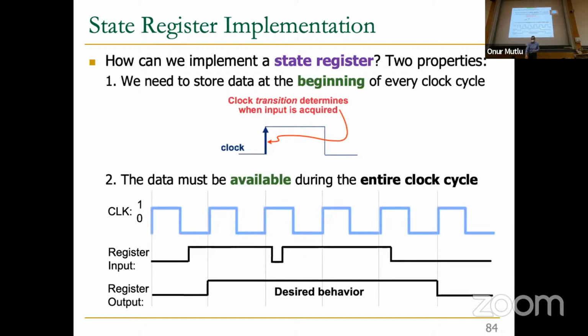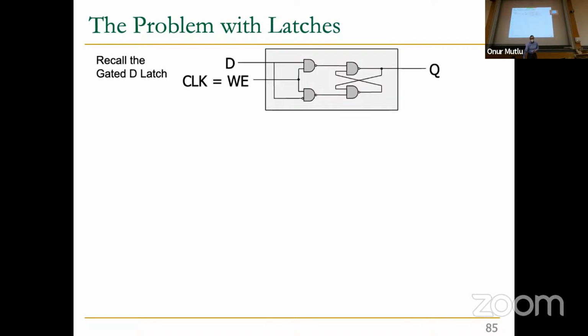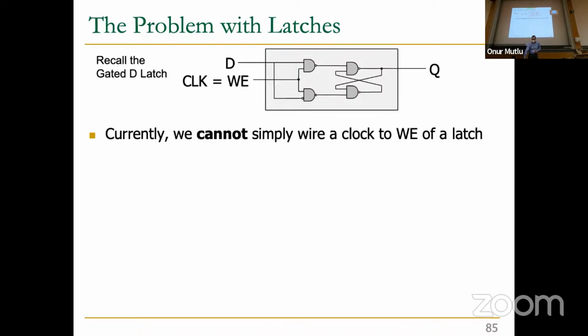Now let's take a look at whether the gated D latch provides this behavior. And the answer is it doesn't actually. And that's the problem with latches. We call it the gated D latch, and it looks like this. We cannot simply wire a clock to the write enable of a latch. Remember, that's kind of what we want to do, right? We want to change the register at the clock edge. And one way of doing it is by wiring the clock to the write enable. Okay, this is one way. You can try other ways, and you will fail, in my opinion. If you don't fail, let me know.